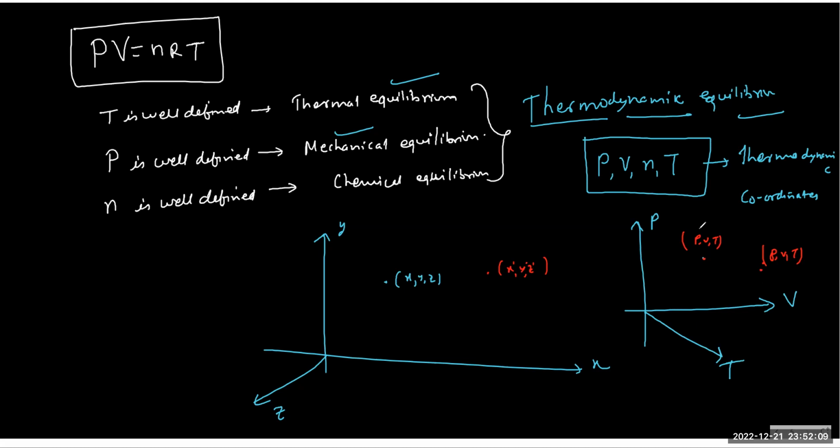And one set of values which we require to represent in the PVT world, assuming n is constant. This is called the state of a thermodynamic system. So we say that our system is in a thermodynamic state with a well-defined P, V, and T.